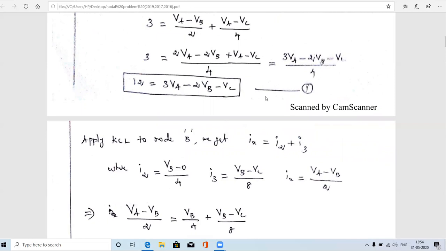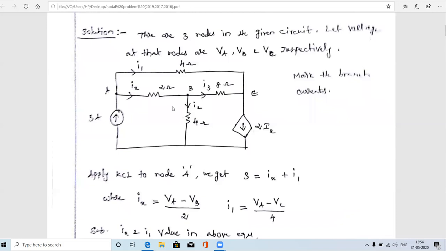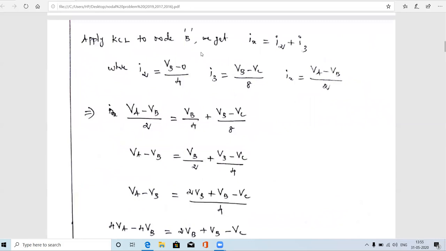Next, we have to apply Kirchhoff's current law to node B. For node B, you see the 3 currents. Ix is an incoming current. I2 is an outgoing current, and I3 is an outgoing current. So for node B, the KCL equation is Ix equals I2 plus I3.